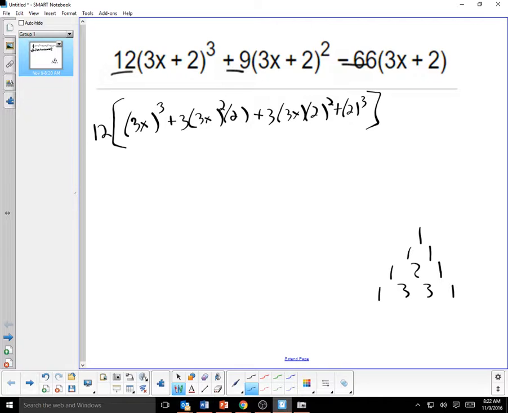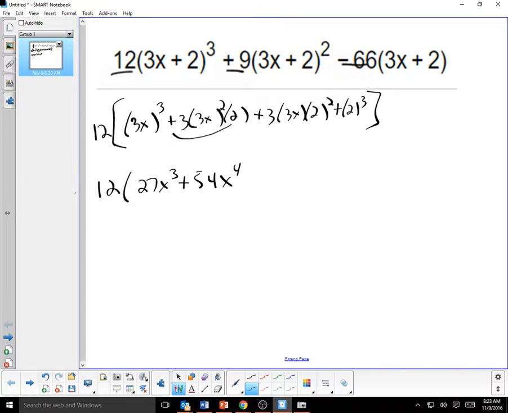That's okay. It's going to get better than that. It's going to get cleaner, hopefully. So let me just finish this up. So this will be 3 times 3 is 9. 9 times 3 is 27. So 27x cubed. 3 times 2 is 6. And 6 times 9 is 54. So plus 54 x to the fourth. No, not the fourth. What am I talking about?